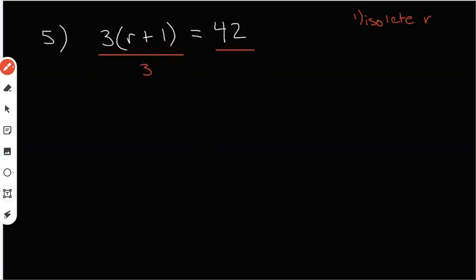That way, the 3's will actually cancel each other out on the left side, because you have a 3 on top and a 3 on the bottom, and 3 divided by 3 is just going to give you 1. And multiplying by 1 changes nothing. On the right side, I have 42 divided by 3. 42 divided by 3, that's going to give me what? 14?